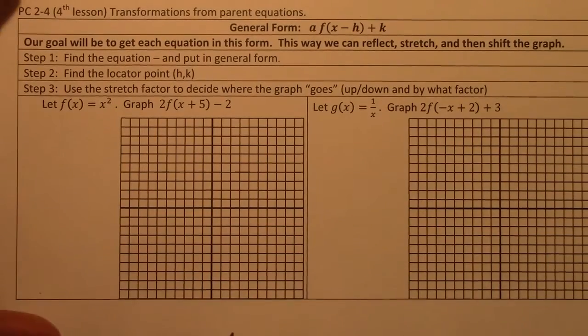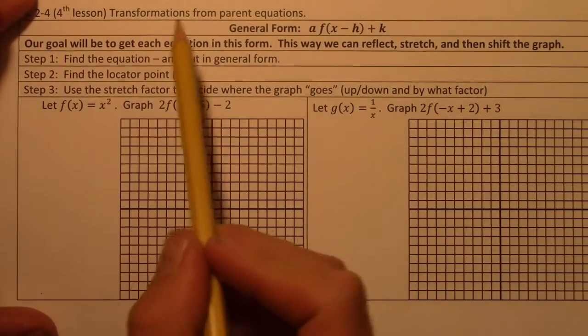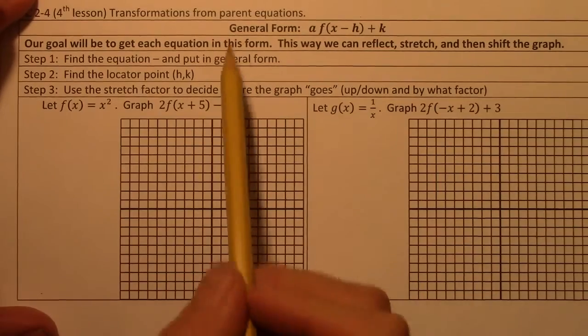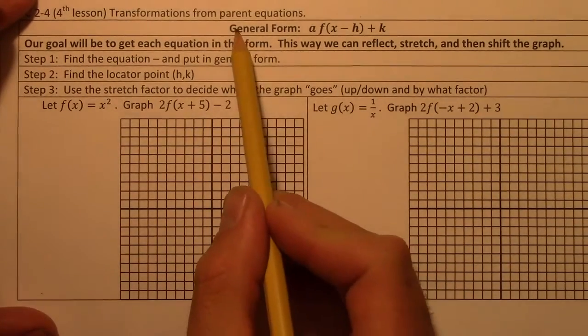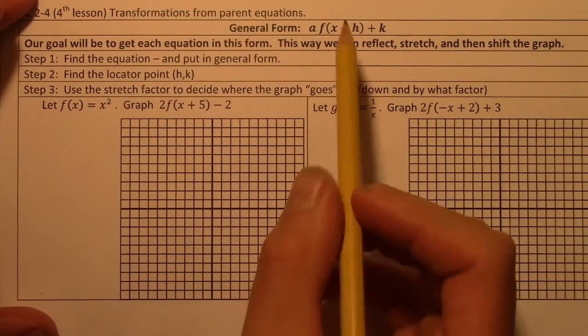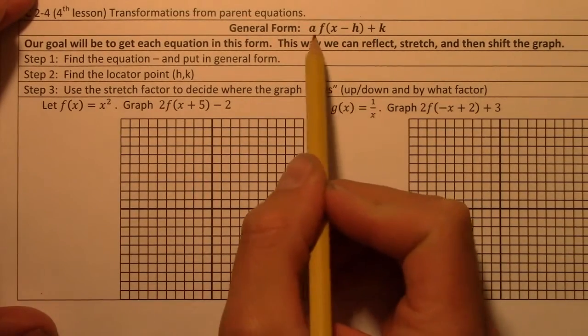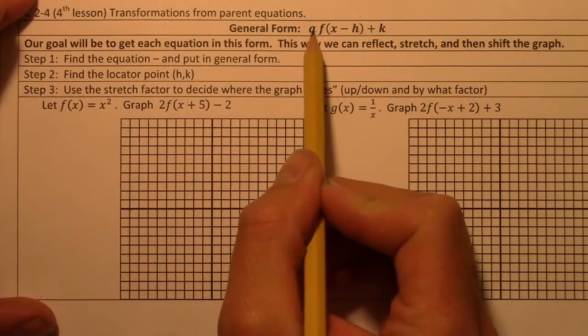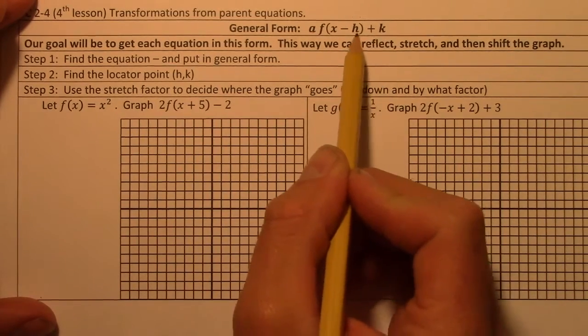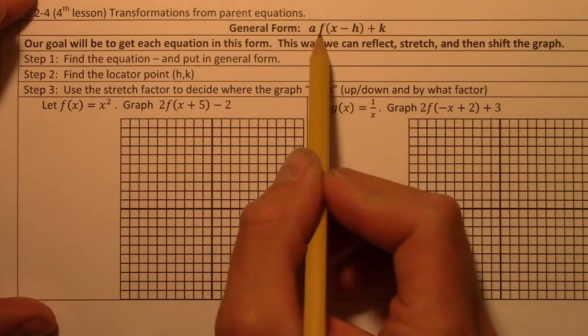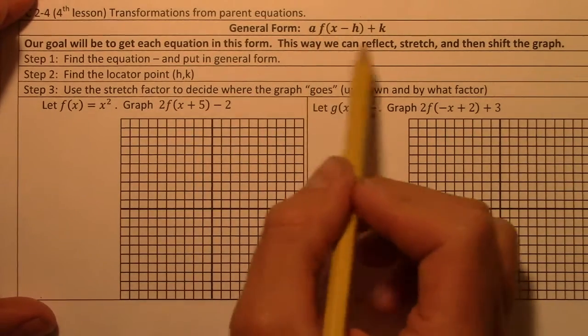All right, so we're diving in here to some transformations of functions from parent equations. A lot going on here, so bear with me. We're going to look for the general form. The general form is what I have listed here. So this stretch factor here of a, and then we've got this h and the k, which will work as our locator point. And so this is f of x, but it's transformed a bit.